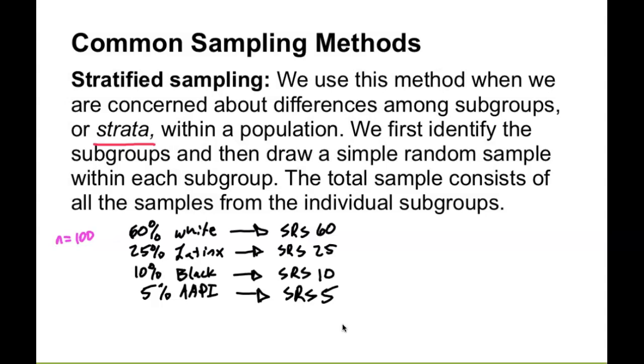And each strata, remember, you're still taking a random sample within the ethnic group, but then you're combining the whole thing to make your sample, and it's going to be more representative because it's inclusive of these different ethnic groups, if that makes sense. All right.